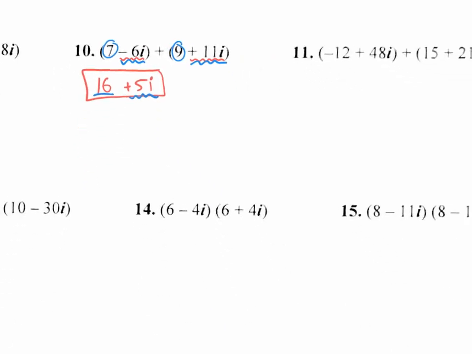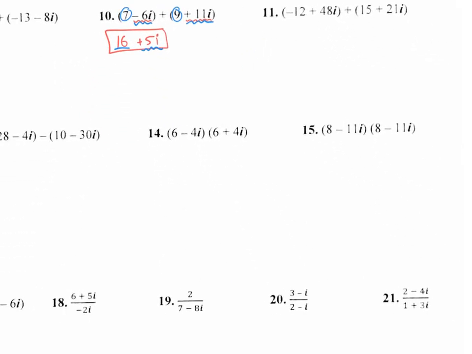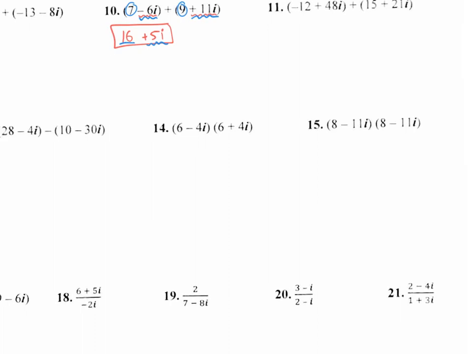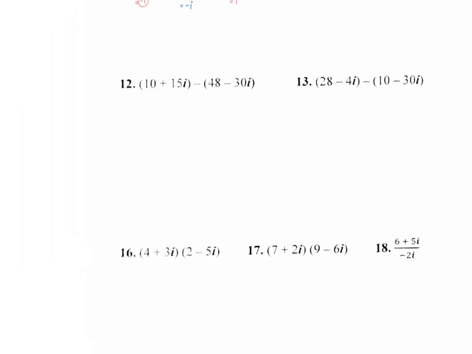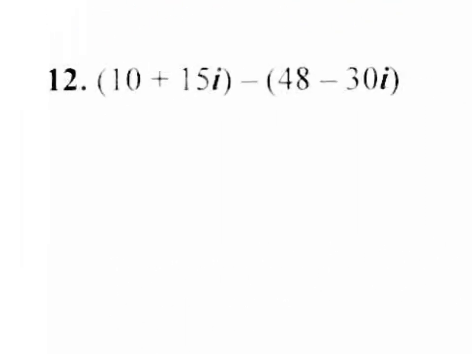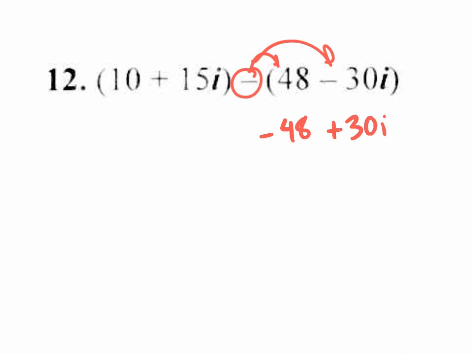Let's try one with subtraction. Which one is the one with subtraction? 12? Okay, there we go. Let's pick 12. Sure, why not? So the one with subtraction, you actually distribute the minus sign. Okay, I apologize. So when you distribute the minus sign into the 48, you get a minus 48. When you distribute the minus sign into the minus 30i, you get a positive 30, of course, with an i. Bring down the 10, the plus, the 15i.